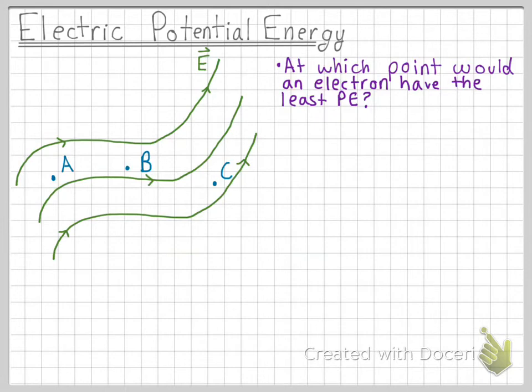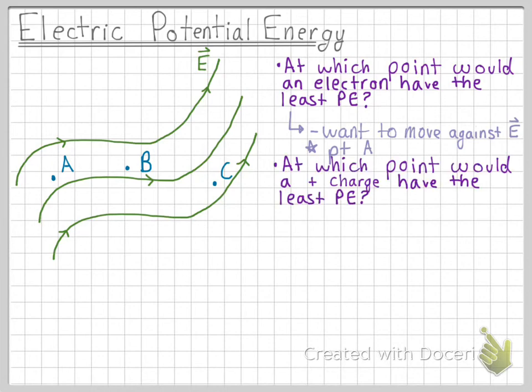So let's do an example to see if you guys are following the ideas presented in this video. We have an electric field shown to the left with 3 different positions, and we want to know at which point an electron would have the least amount of potential energy. So we know that negative charges or electrons want to move against the electric field. So for this electron to have the least amount of potential energy, it has to be the closest to where it actually wants to go, which is at point A.